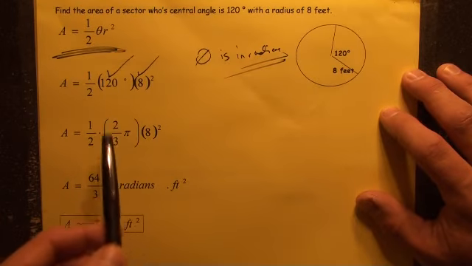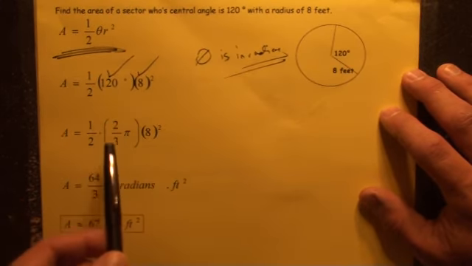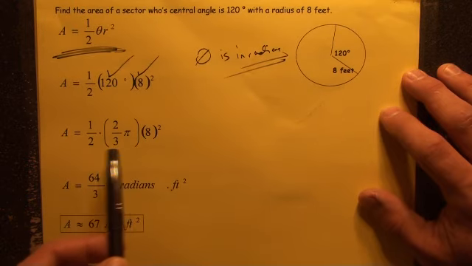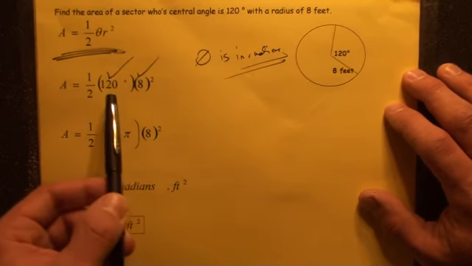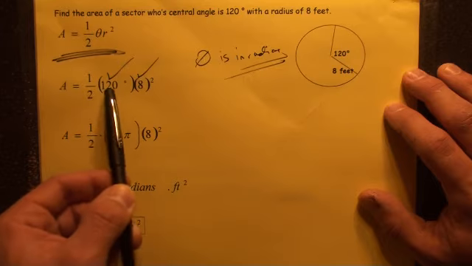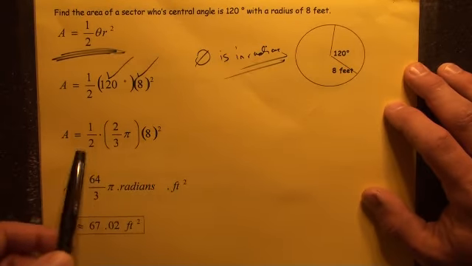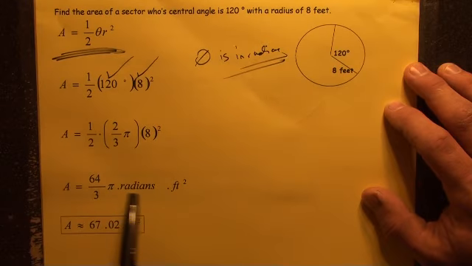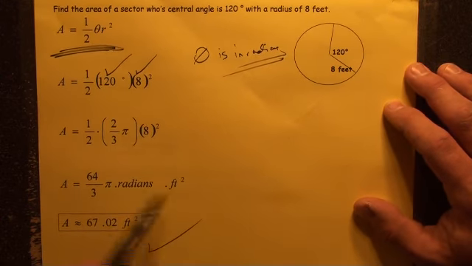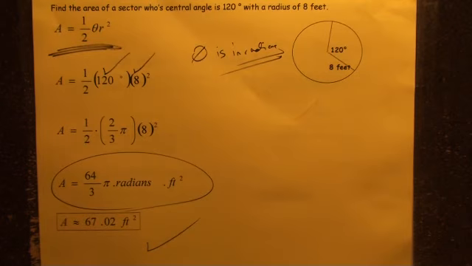We convert 120 to 2/3 pi. So we take 120 divided by 180. 120 divided by 180 gives you 2/3, so it's 2/3 pi. Then the 2's cancel, 64 over 3 pi radians feet squared. Therefore, you multiply all this out into the calculator, you get 67.02 feet squared.